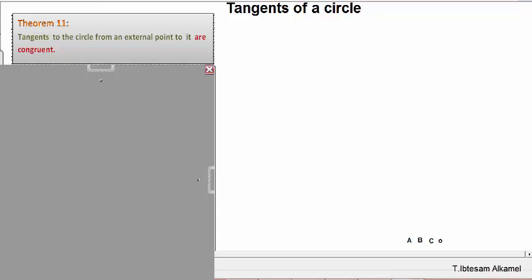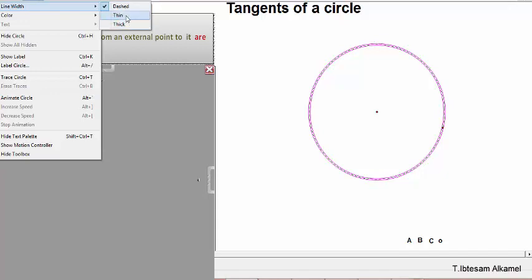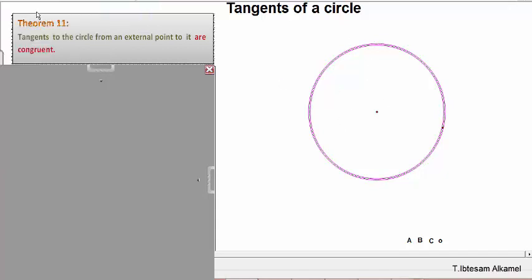First of all, we need the circle, of course. So I'll draw a circle here. Okay, this is my circle. I need an external point, which is a point outside the circle. So this is the external point. Now I need tangents. It means I will make as many tangents as I can from the external point.